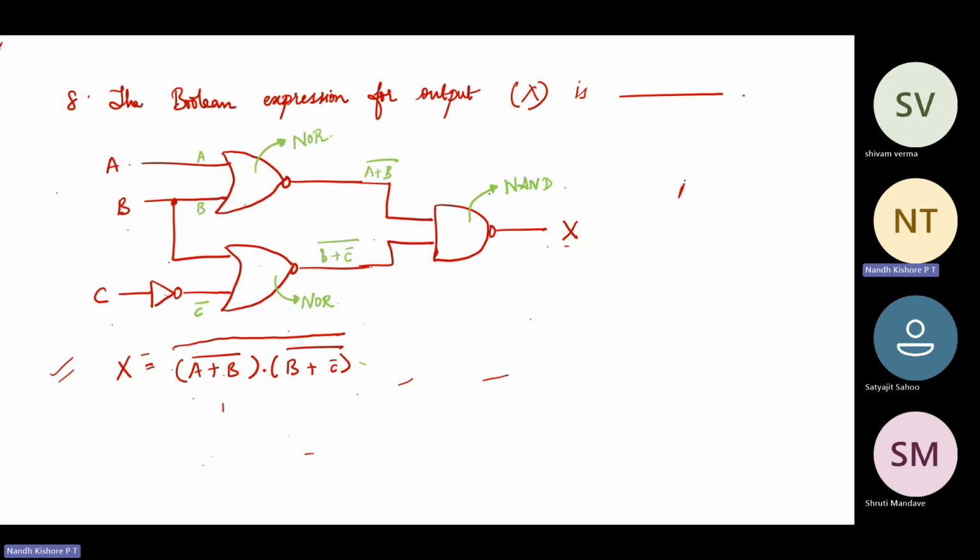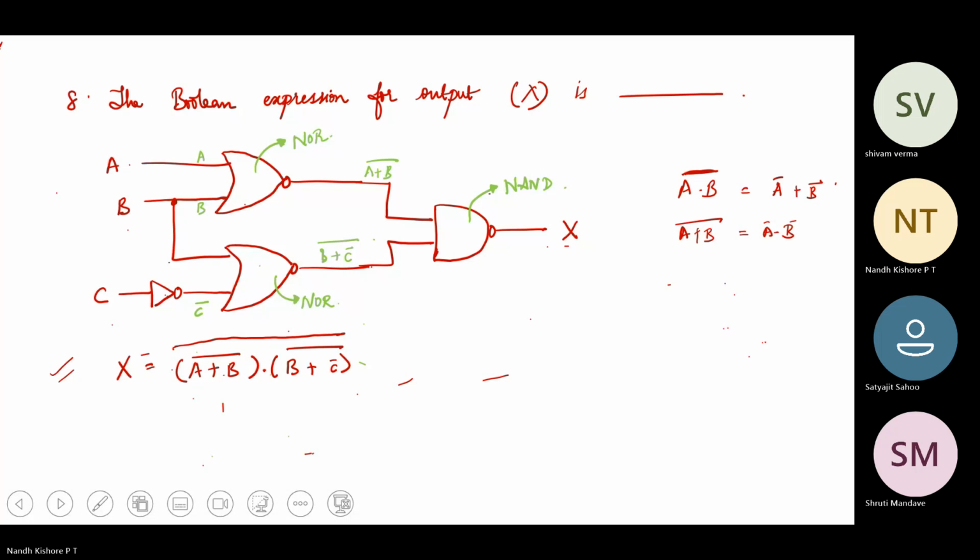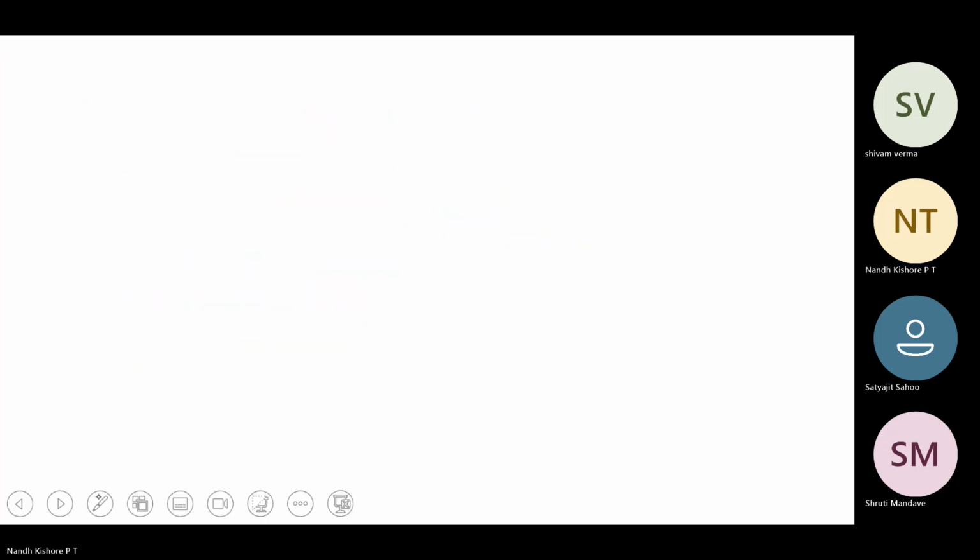So A into B, these you must be familiar with. That is, A into B the whole bar is equal to A bar plus B bar, and vice versa. A plus B the whole bar is equal to A bar B bar, right? So you'll be familiar with these expressions. You can go ahead and solve it. Okay, so we will go ahead with the next question.